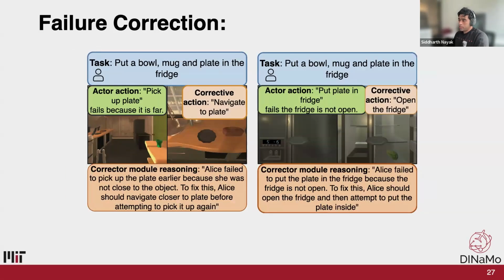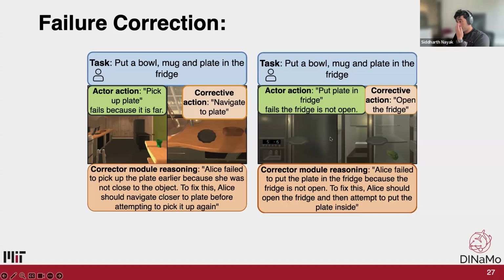So here's an example of the failure correction module. Let's take a look at this first example where the actor's suggested action was pick up it, but it fails because it's really far away. So the corrective action that it comes up with is navigate to the plate, and the reasoning was similar to what I showed previously, where it says that it should navigate closer because it's far away.